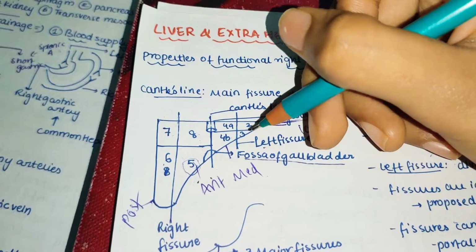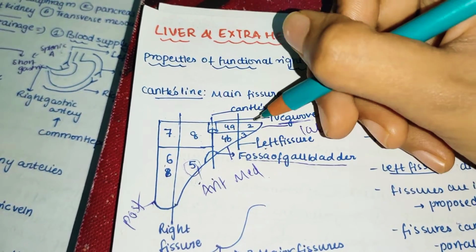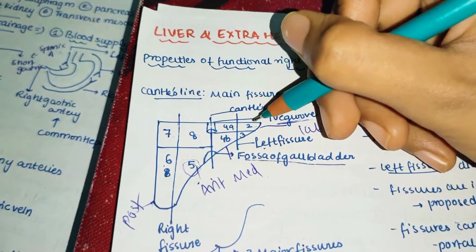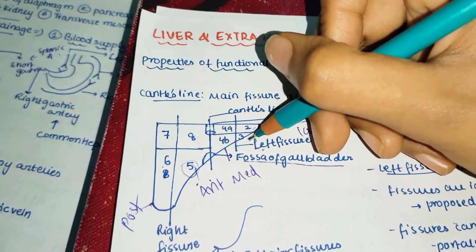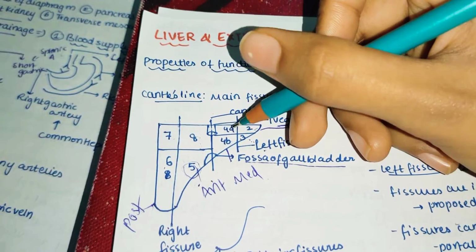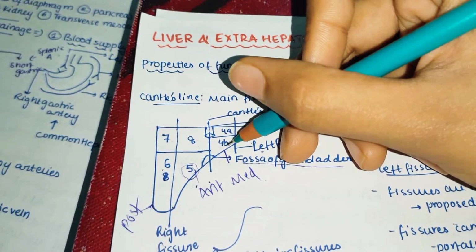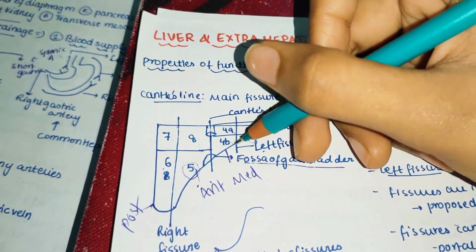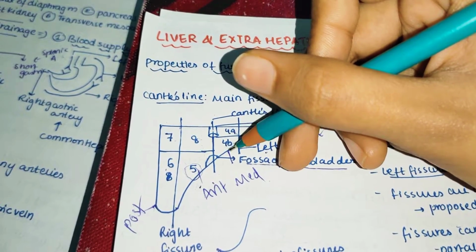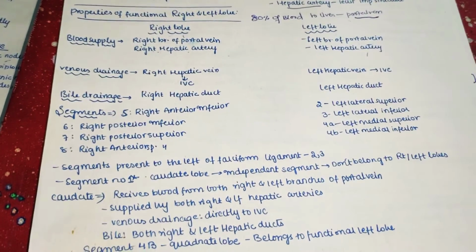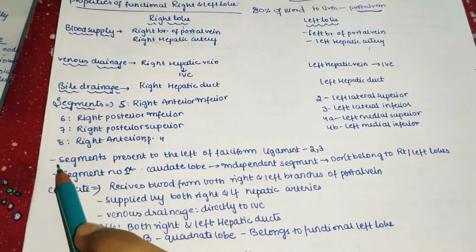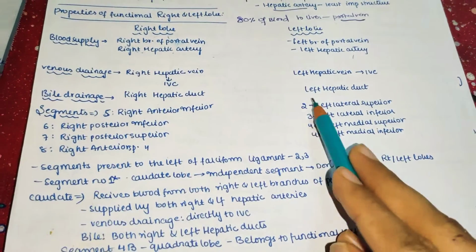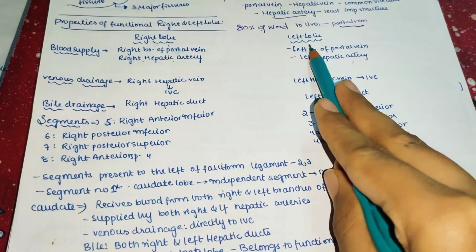Now coming to the left side, you have the second one. This is the left lateral superior. Next, the third one is left lateral inferior. Next, 4A is left medial superior. 4B is left medial inferior, because it's on the left side, it is the medial side, and this is inferior. So like this we have divided the segments of the liver into right lobe and left lobe. You can see here 5, 6, 7, 8 are the segments of the right lobe, and 2, 3, 4A, 4B are the segments of the left lobe.